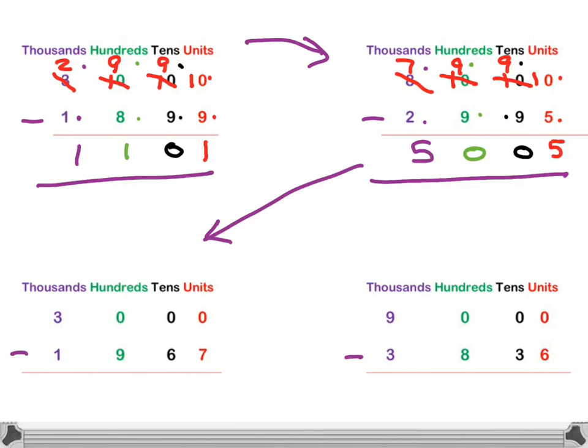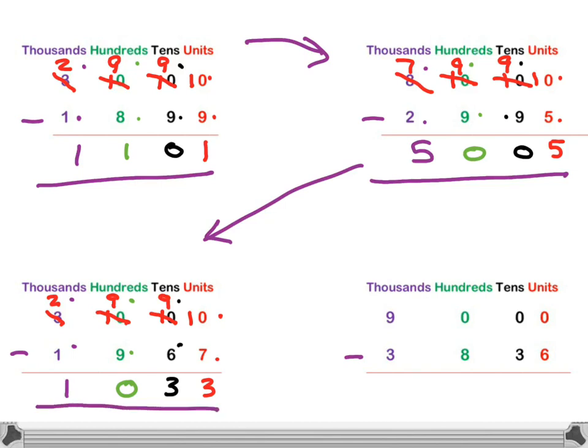Right. Borrow from the 3, we become 2. That becomes 10. Borrow from the 10, it becomes 9. That becomes 10. Borrow from the 10, it becomes 9, and that becomes 10. 9 minus 7 is 3. Next column, 9 minus 6 is 3. Next column, 9 minus 9 is 0. Next column, 2 minus 1 is 1. 1,033. Okay, last one.